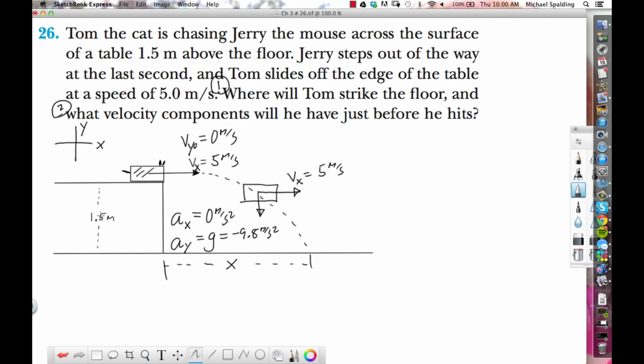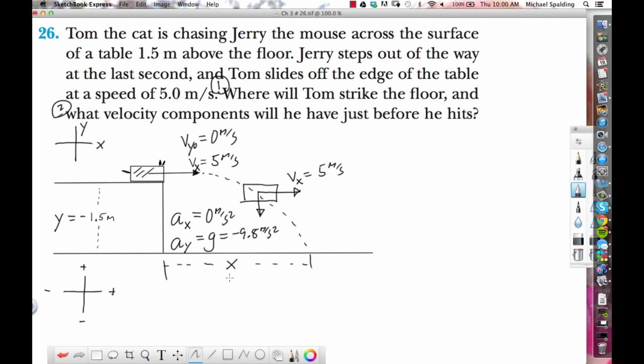Now, this 1.5 right here, the height of the table, that's our vertical displacement, and it's going to be negative. Now, why is that negative? Well, our sign convention goes like this: up is plus, down is minus. So did Tom the cat go up 1.5 meters or down 1.5 meters? Down, so that's negative. Okay, so now we're ready to solve for x.